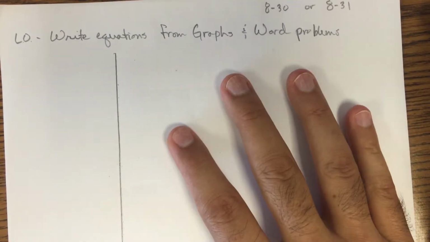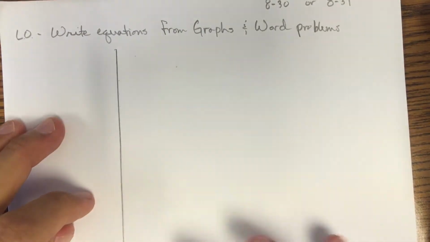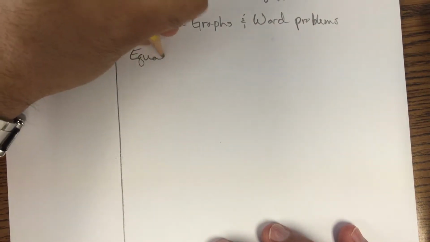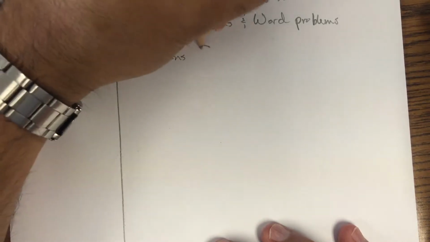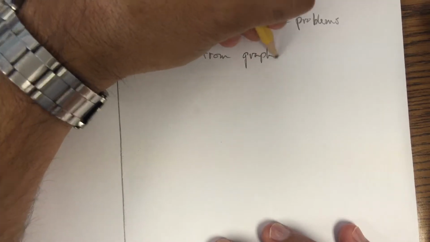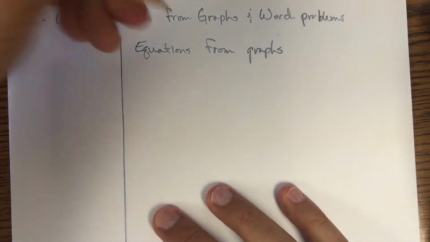So I'm going to put the notes here, and I'm going to put the things that we need to know and the things that we need to do right here on the left. So let's talk about what we need to know. So when we're talking about graphs, so equations from graphs, let's think about the steps that we just took. There was a process to what we just did.